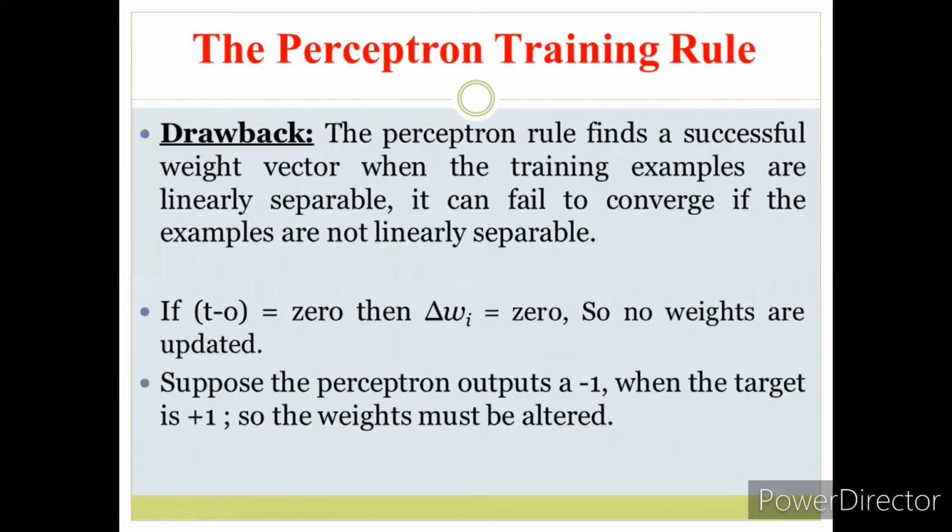So what's the drawback here? The drawback is that it works on linearly separable data. But if the data is non-linear, it becomes difficult for the perceptron training rule to classify the data. In a simple way, if t minus o is 0, then the change in weight is 0, so there is no weight updation required. Now suppose that the perceptron outputs a -1 when the target is +1, then we need to alter the weights until we get the correct output.